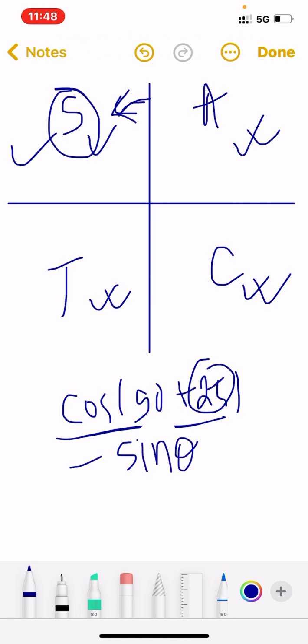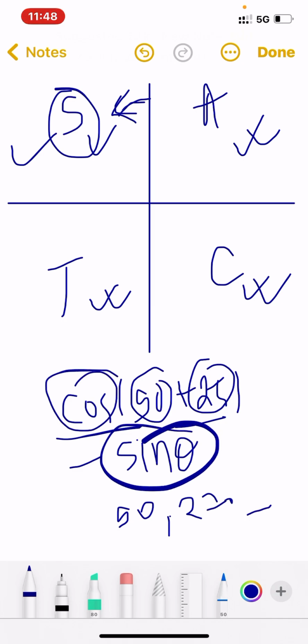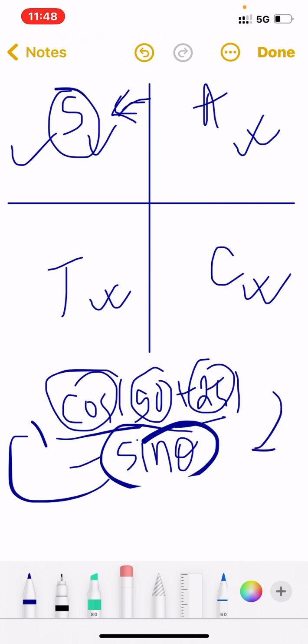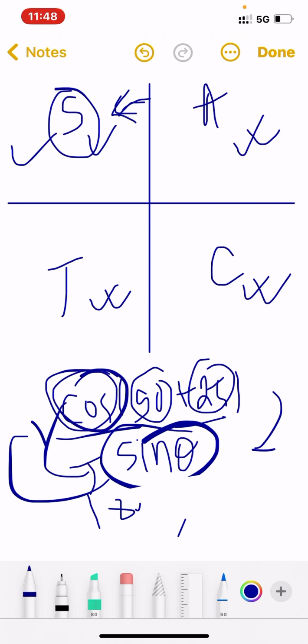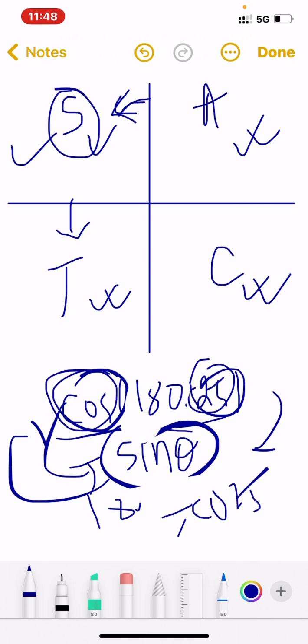And now the one thing which you have to remember is whenever you have the involvement of 90 or 270 and so on, then cos will change into sine and vice versa, sine will change into cos. Whenever there's an involvement of 180 or 360, then it won't change, so cos will be cos only. Like if it would have been cos 180 plus 25, then cos is going from this quadrant to this quadrant, so the answer would have been minus cos 25.